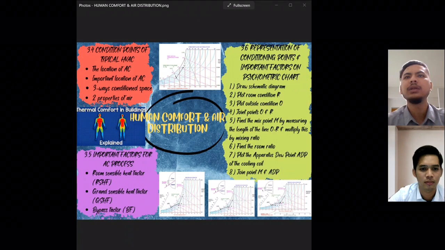For number 7, the step is to plot the apparatus dew point, or ADP, of the cooling coil. This is on the 100% saturation curve. The ADP is 8 degrees Celsius, sorry, I made a mistake. The last one is number 8. You must join point M and ADP. After you accomplish all the steps, you will finish this type of question on the psychrometric chart.